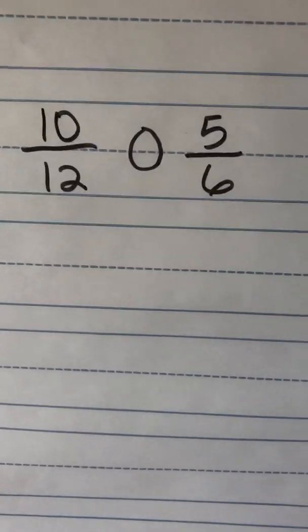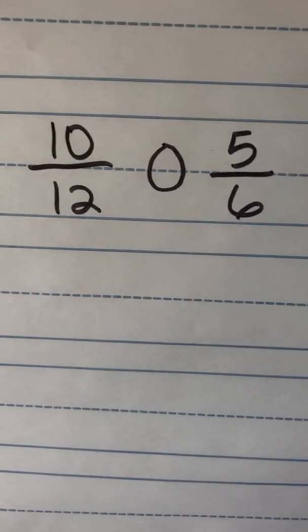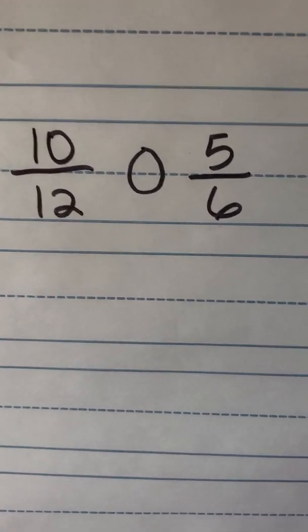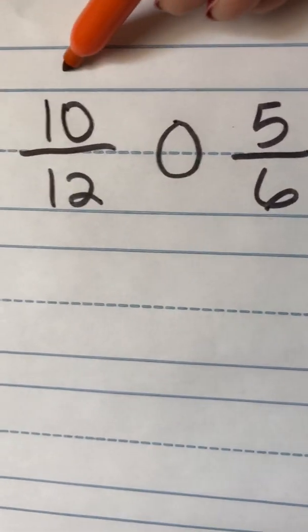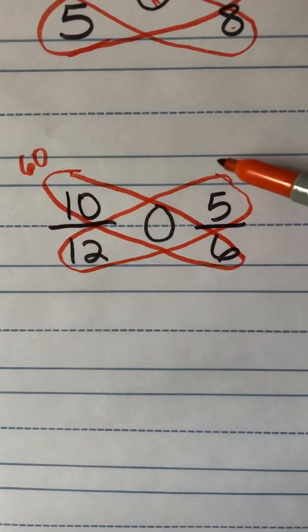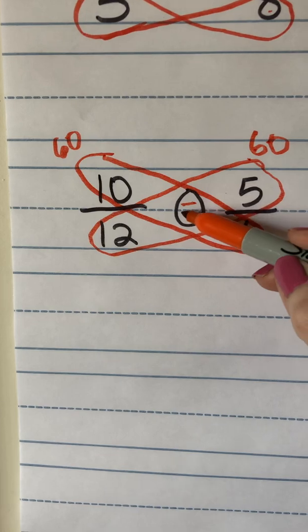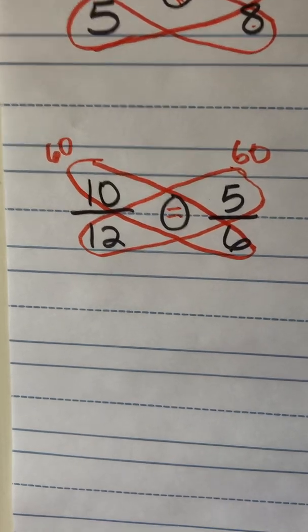Let's do this one. All right, I'm going to have you pause the video, write this down, and I want you to practice one: 10/12 and 5/6. Pause. Okay, so here we go. You should have drawn a butterfly wing here and come up with 60. And you should have done a butterfly wing across here and come up with 60 again, because 12 times 5 is 60. Believe it or not, that makes these two fractions equal. These are actually equivalent fractions.